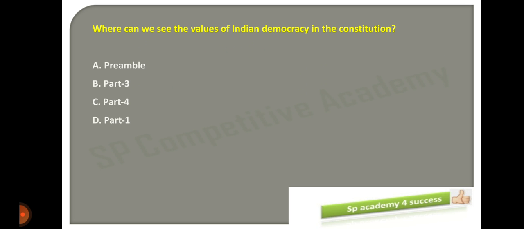Moving on. Where can we see the value of Indian democracy in the constitution? Let's see the options here. Preamble, part 3, part 4 and part 1 of the constitution. Here the word democracy has been explained in the preamble. So the value of democracy will be seen in the preamble. So what is our answer here? Option A is the right answer for this particular question.